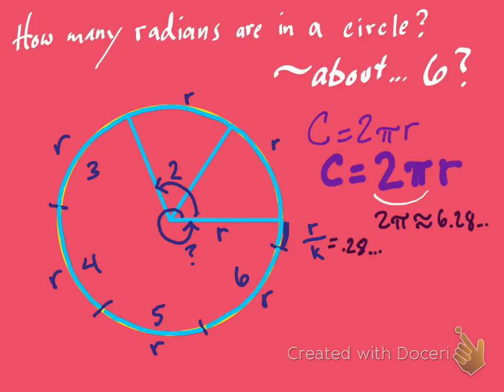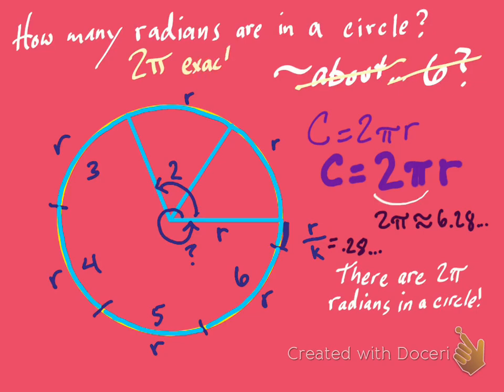And in fact, we can be more precise than that, because 6.28 is not very precise. That's just an approximation. But it turns out that there are exactly 2 pi radians in a circle, just what the circumference formula says. Circumference is 2 pi times the radius. And each one of those radius lengths wrapped around the circle makes 1 radian angle. So there are exactly 2 pi radians in a circle. There's not about 6, there's exactly 2 pi. That's how many radians are in a circle, all right?